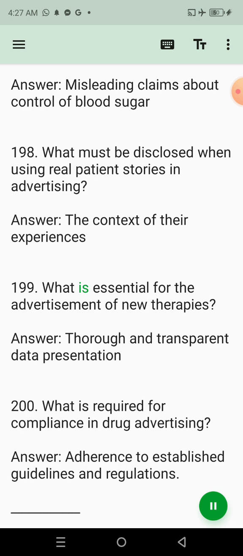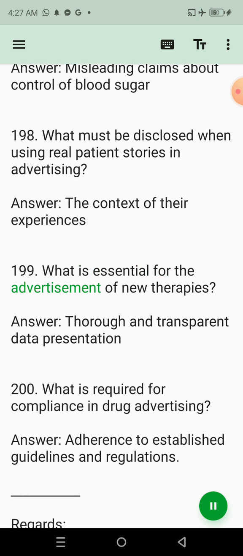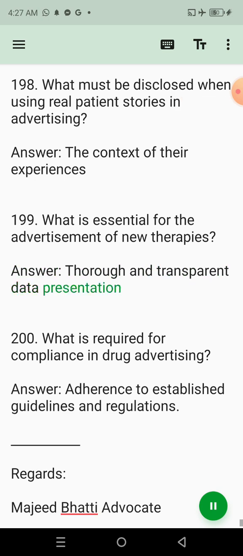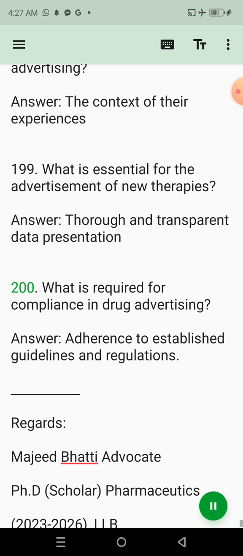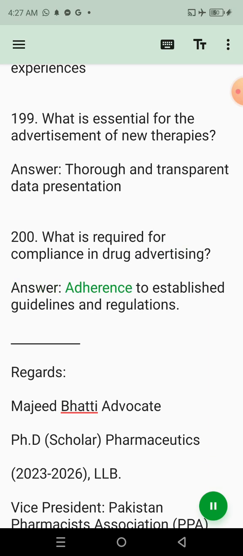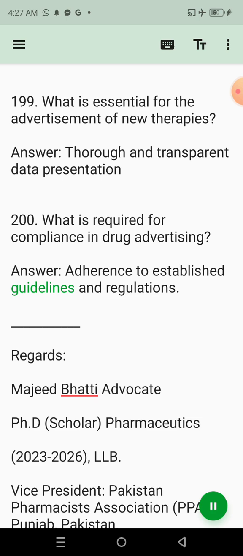199. What is essential for the advertisement of new therapies? Answer: thorough and transparent data presentation. 200. What is required for compliance in drug advertising? Answer: adherence to established guidelines and regulations.